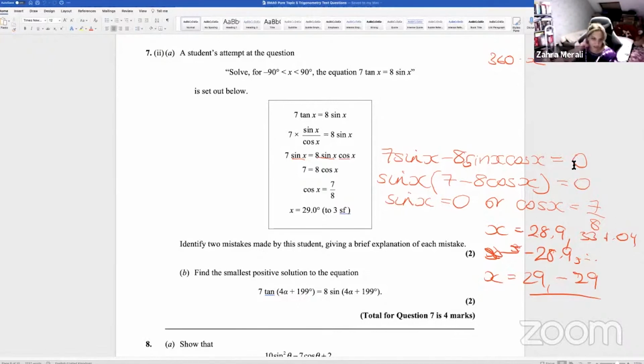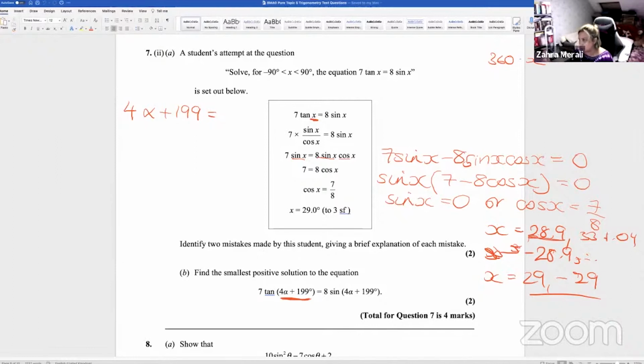Then it says, find the smallest positive solution to this equation. Well, it doesn't tell me what range it wants it in, but we will assume this is the same as our x. We want the smallest positive answer. So if we take 4 alpha plus 199 and make that equal to 28.9, when we minus 199 it's going to give us a negative answer.